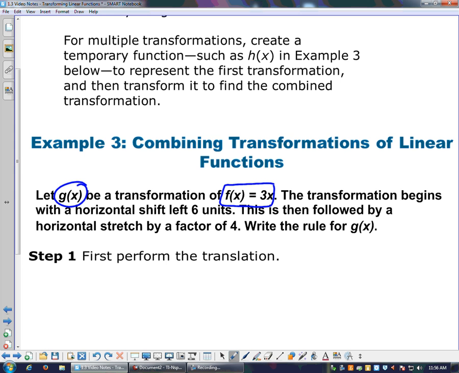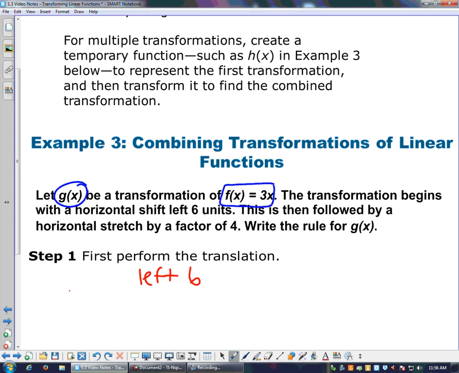The transformation is going to begin with a horizontal shift of 6 units left. This will be followed by a horizontal stretch by a factor of 4, and then we'll want the final rule or equation for g of x. So step 1, we want to do the first translation, which is going to be to move to the left 6 units. I'll just say left 6 here.